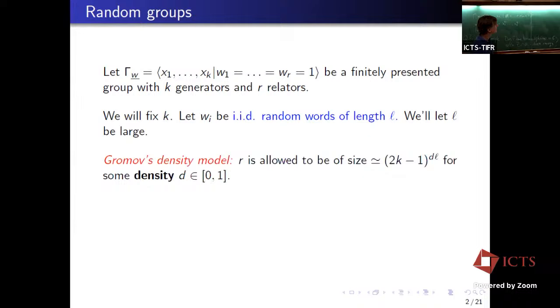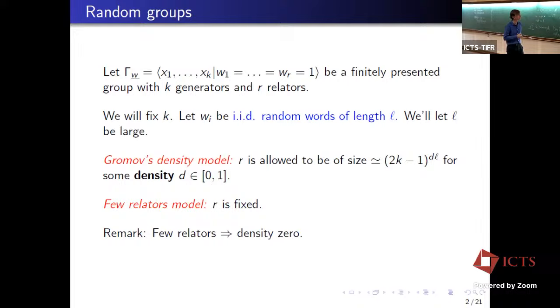So the Gromov density model is the situation when you choose your presentation at random, and you choose the number of relators to be quite large. So you choose (2k-1)^{dL} relators at random in the sphere of radius L in the free group. If you count how many reduced words of length L you have in the free group, you have roughly (2k-1)^L. So if you take (2k-1)^{dL}, where d is some number between 0 and 1, that's quite many of them, and d is called the density. So this is called the Gromov density model. We choose the presentation according to this distribution. So we have a random presentation, therefore a random finitely generated, finitely presented group.